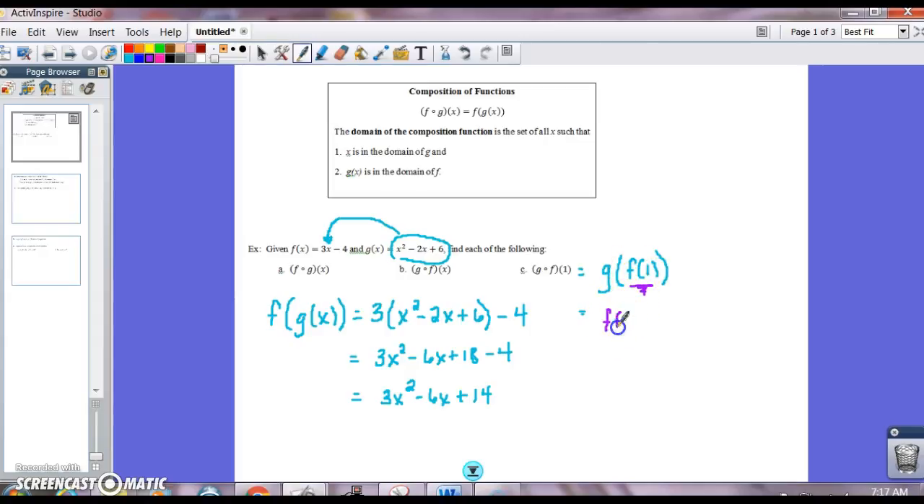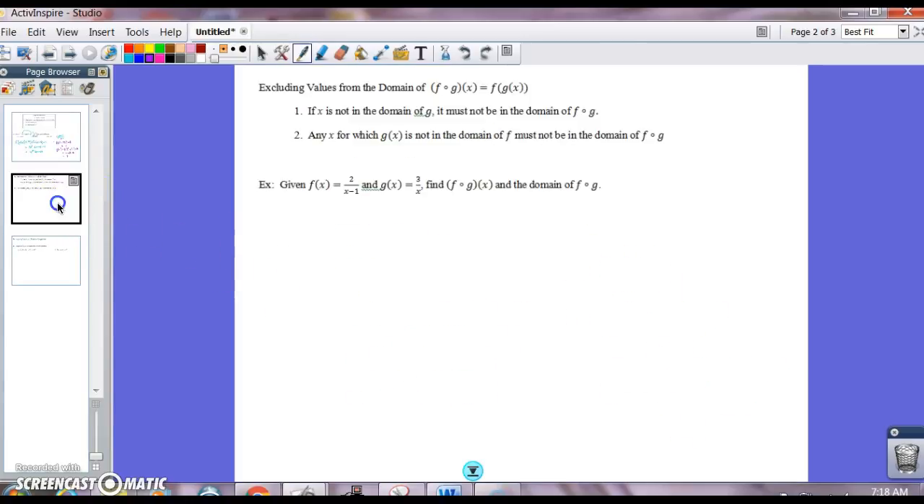We can find f of 1. f of 1 is just 3 times 1 minus 4, so that would be negative 1. And then I can take that value and substitute it into g. So now I can find g of negative 1, which would be negative 1 squared minus 2 times negative 1 plus 6. So that would give me 1 plus 2 plus 6, which would give me 9, which is what we got yesterday when we found the rule for g of f of x and then substituted 1 in there. So I just wanted you to be aware that that's another way you could solve that type of problem.